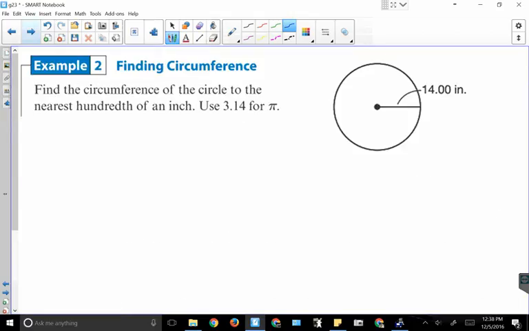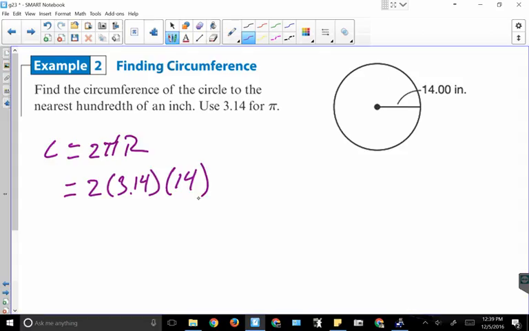I want to find the circumference of this. They want us to find the circumference of the circle to the nearest hundredth of an inch, using 3.14 for pi. Well, circumference is equal to 2 pi r. Isn't that what they gave us? So this is going to be equal to 2 times, what are we supposed to use for pi? 3.14 multiplied by the radius, which is 14.